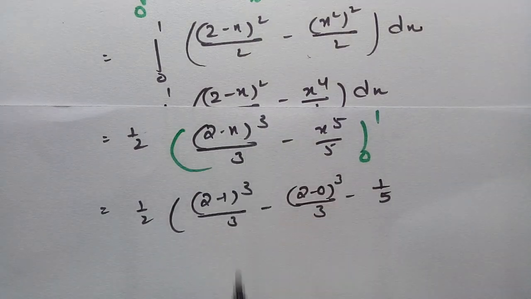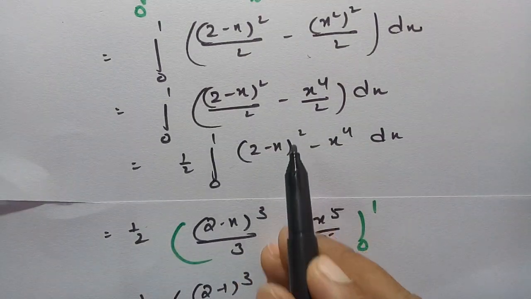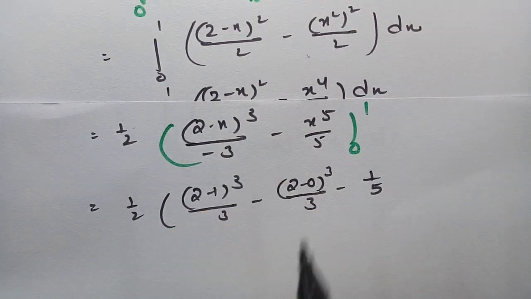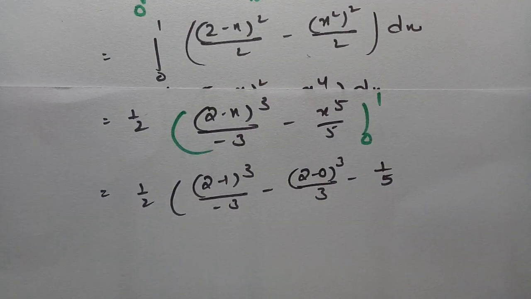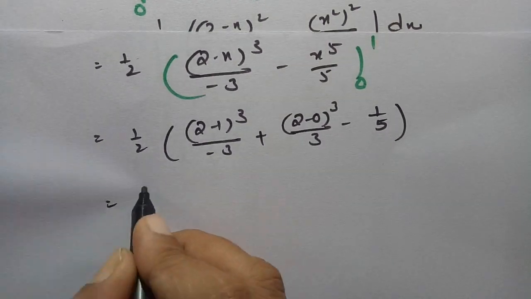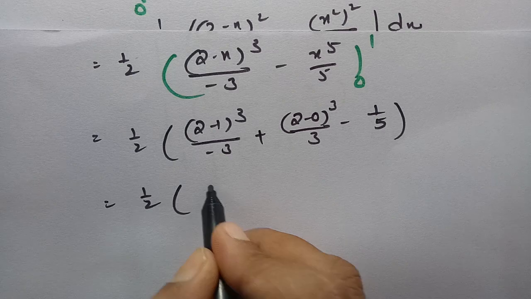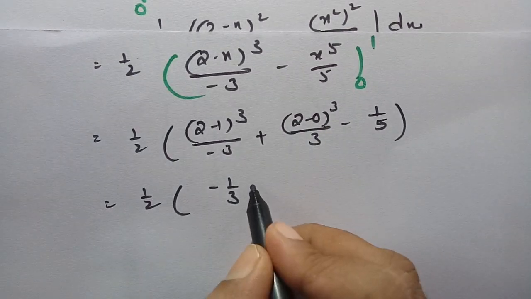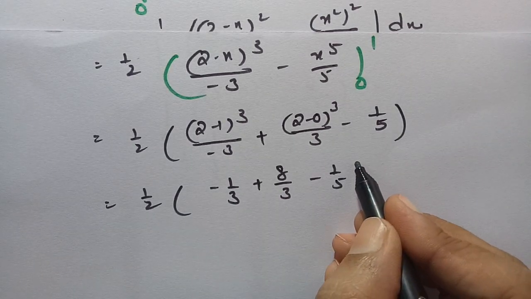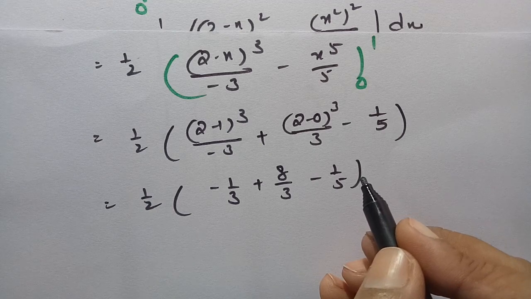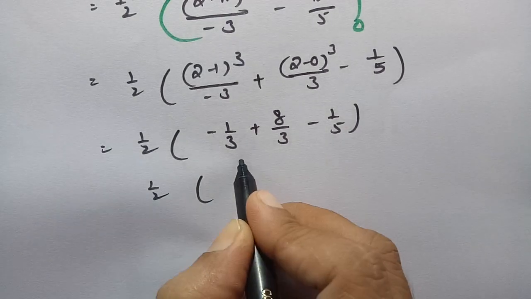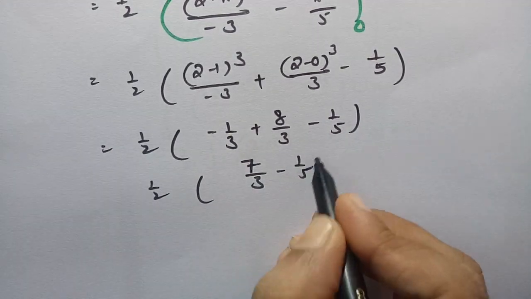Here if you observe, the integration for 2 minus x whole square is 2 minus x whole cube by 3, and for again minus x, this will be minus. So here it is minus, and minus of minus is plus, and this is how we have to solve. So this is 1 by 2 times of 2 minus 1 whole cube, this is minus 1 by 3, and 2 cube, so this is 8 by 3 minus 1 by 5. If you observe this one, 1 by 2 times of this is 7 by 3 minus 1 by 5.